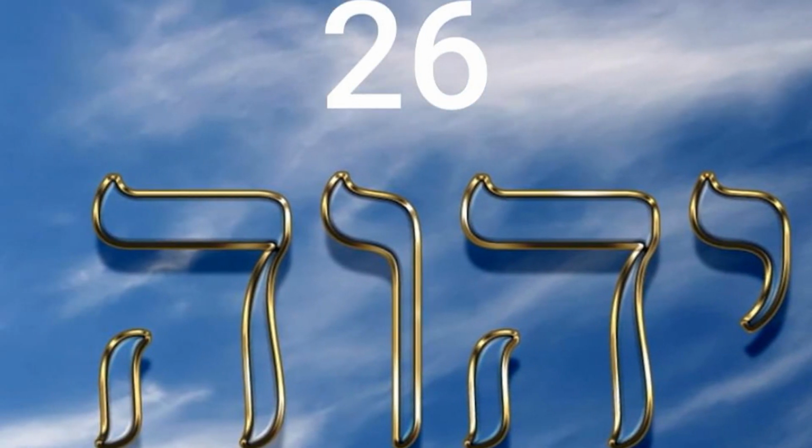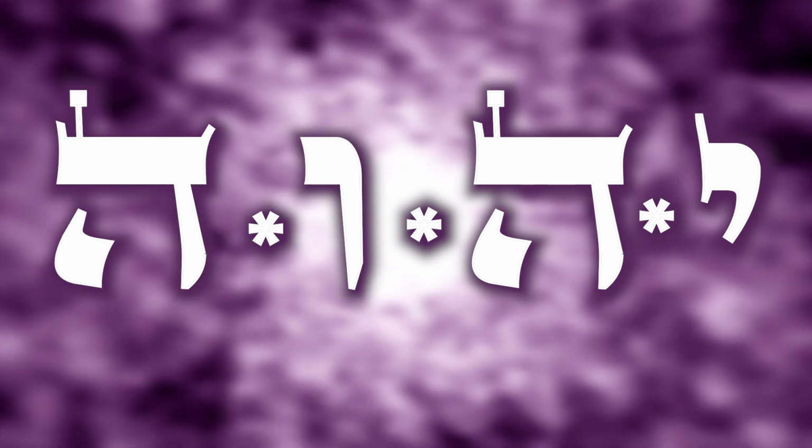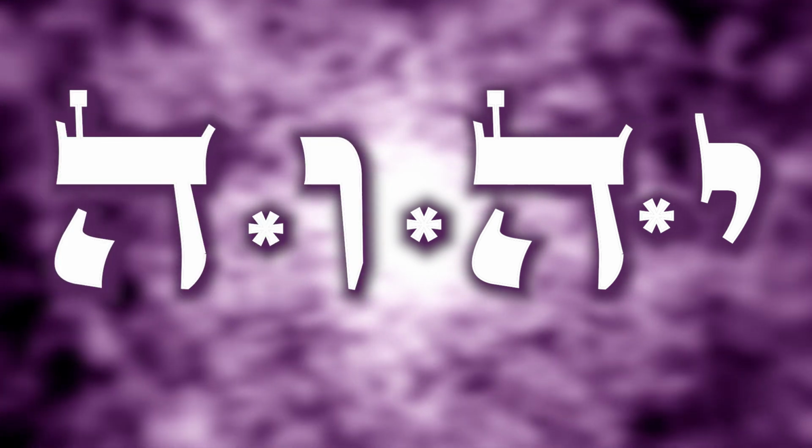What's significant about the number 26? It is the numerical value for God's great name that we read all the time in the Torah, and when we pray, it's the letters Yud and Hey and Vav and Hey. This is the great essential name of God.